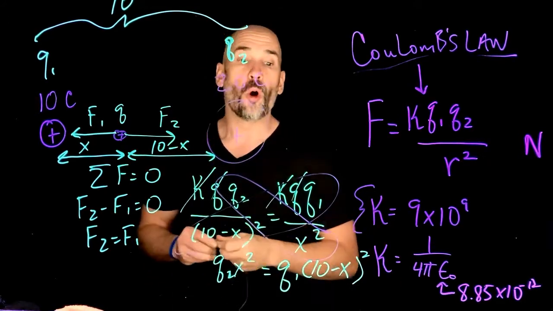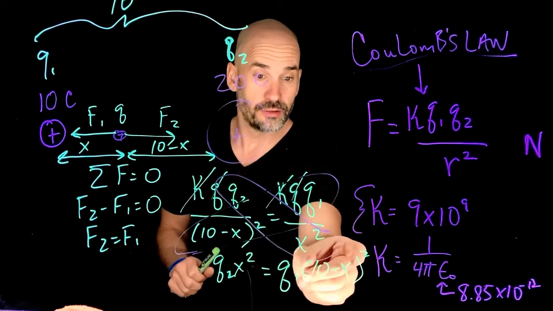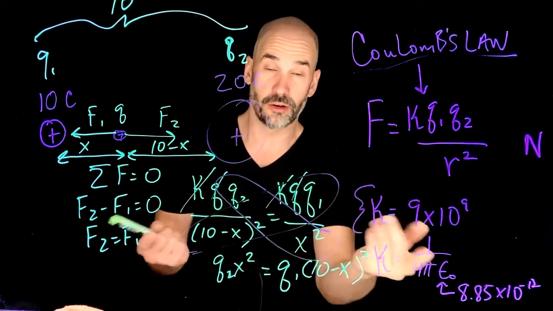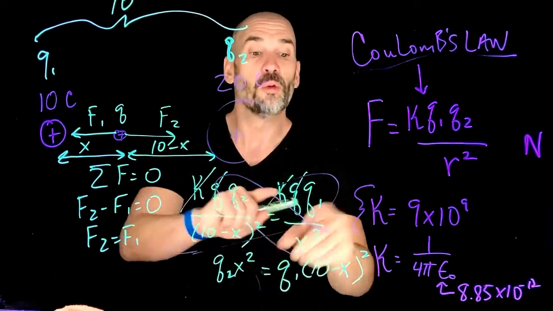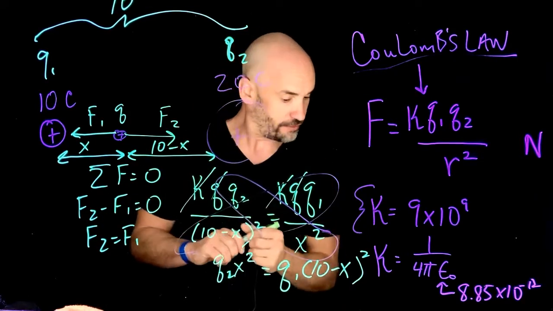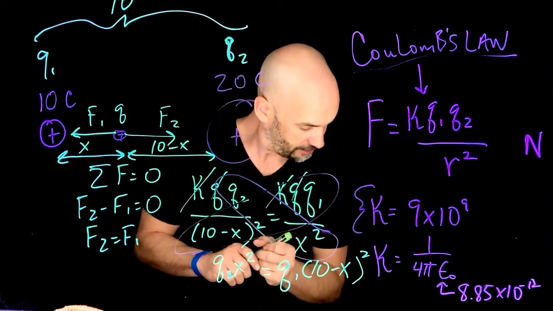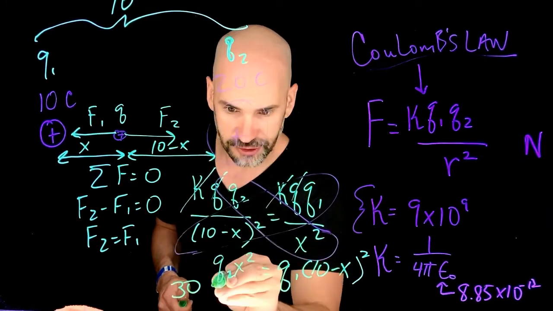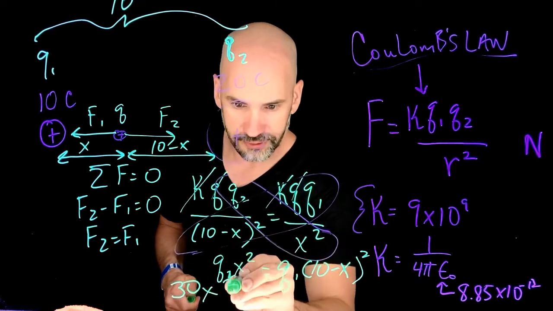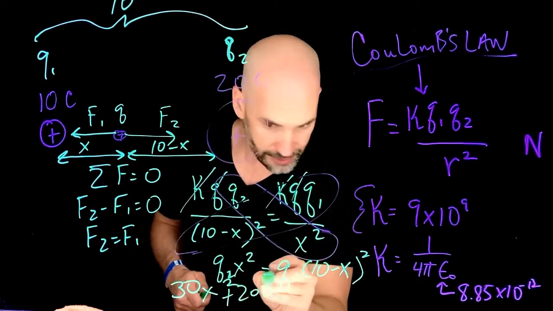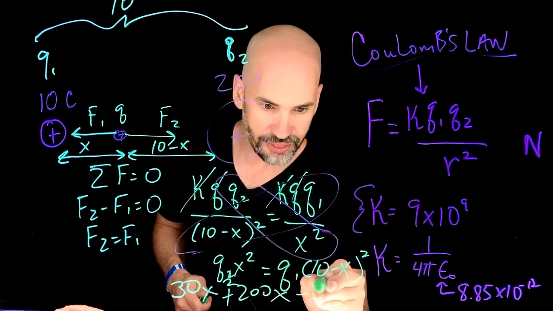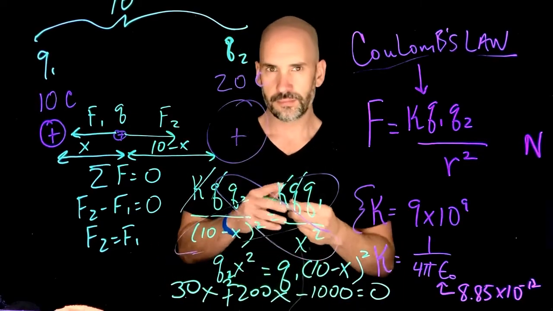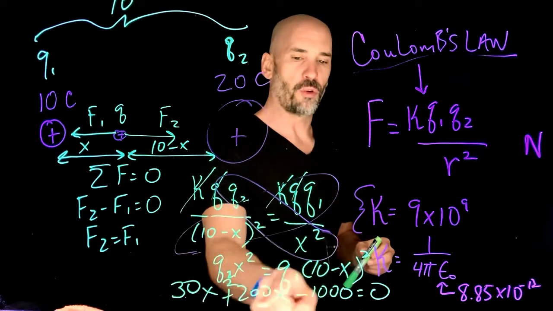All right. No big surprise, if you just FOIL this, you expand this, okay? You get a quadratic, okay? And once you solve for your quadratic, the answer that I get for my quadratic is, you ready? You ready for this? I get 30 x squared plus 200 x minus 1,000. Okay. This is a quadratic equation.